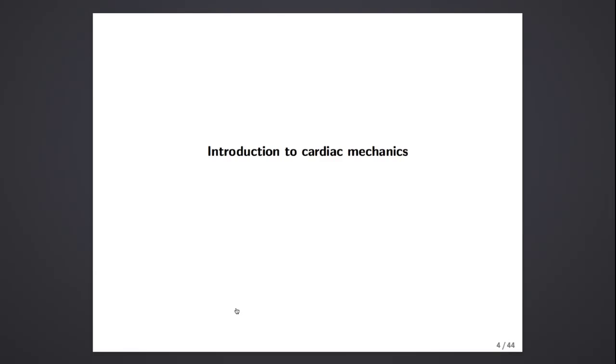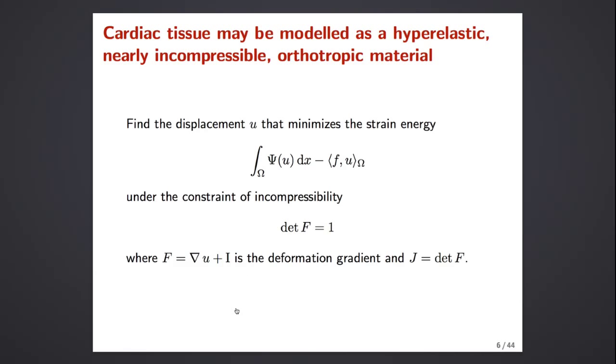Okay, let me start with the introduction to cardiac mechanics. So the heart is muscle, and it's composed of muscle tissue. And it undergoes large deformations, as you can tell, and it's considered to be essentially incompressible. So based on this, it's natural to model cardiac tissue, ignoring the part of the model that has to do with electrical physiology, that is the electrical activity of the heart, which I'm going to do, but you model cardiac tissue as a hyperelastic material.